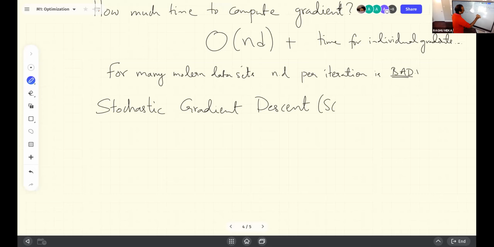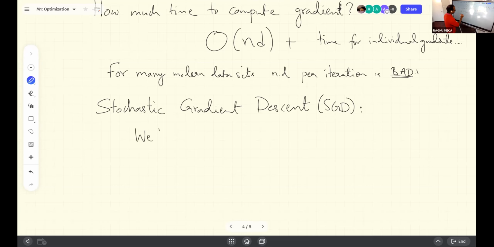Or SGD. Right? So the idea here is that maybe I don't get to compute the gradient exactly at every time step, but I might have some kind of an estimator for the gradient, something that gives me some approximation of the gradient. So what do I mean?